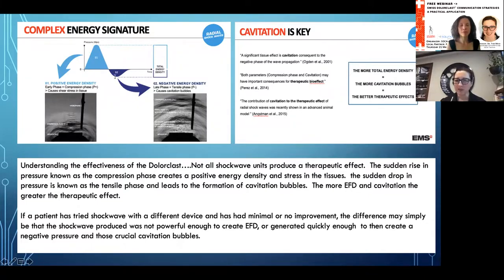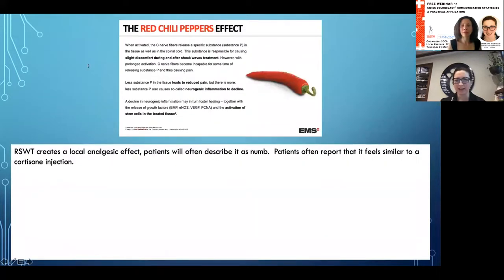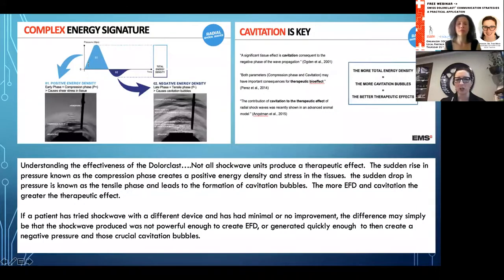little cavitation bubbles. So the greater this energy flux density, which is this big high peak here, the greater the therapeutic effect, because the more cavitation happens here. So what I'm saying is, if you've got a shockwave unit that produces a shockwave, but the pressure is not significant enough to create this cavitation, this is where the benefit happens, that negative pressure.